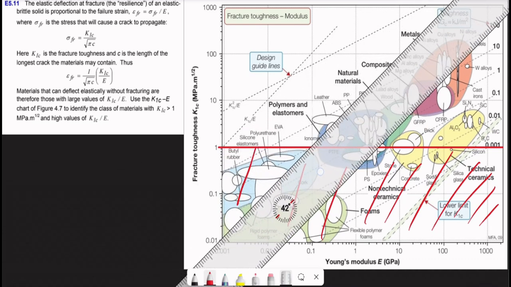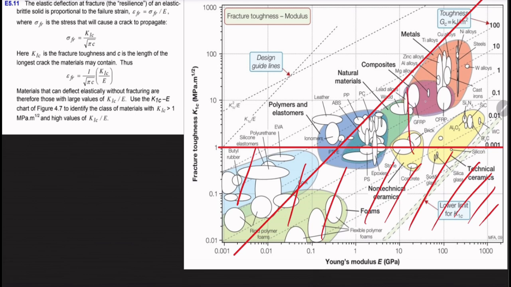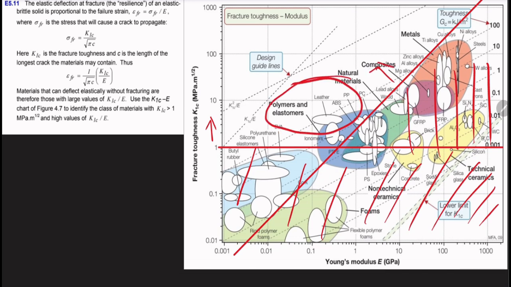So as we are going down, you can see the first class of material have passed. Now we can draw a line. Now that we have our line, we can say that every material below here has lower K1C over E. So we are looking for materials with both higher K1C values. So every material here and every material here. So all the class of material that we have here is polymers and elastomers.